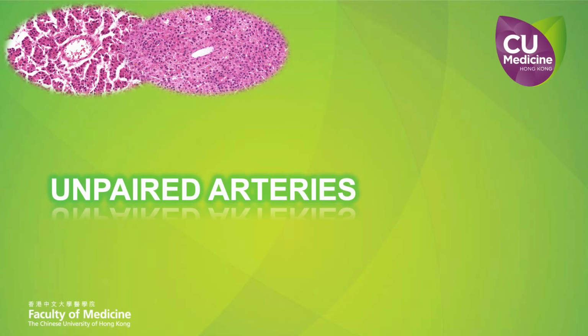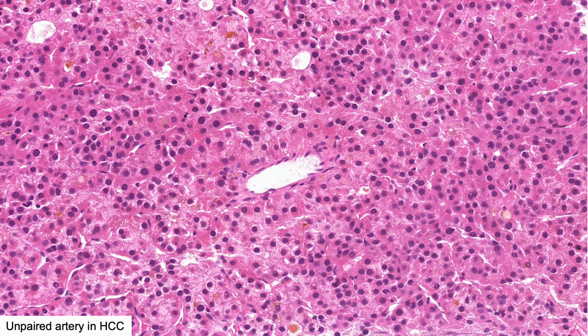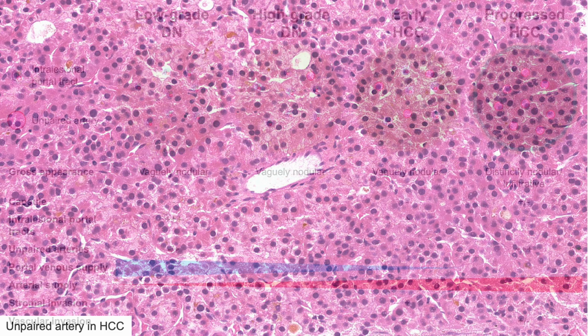Let's discuss unpaired arteries. In normal liver tissue, arteries are usually found alongside bile ducts and portal veins, forming portal triads. However, in the case of HCC, we observe the presence of isolated arteries without these accompanying structures, leading to the term unpaired arteries. This is an unpaired artery in a well-differentiated HCC. This is another example of an unpaired artery within an HCC.